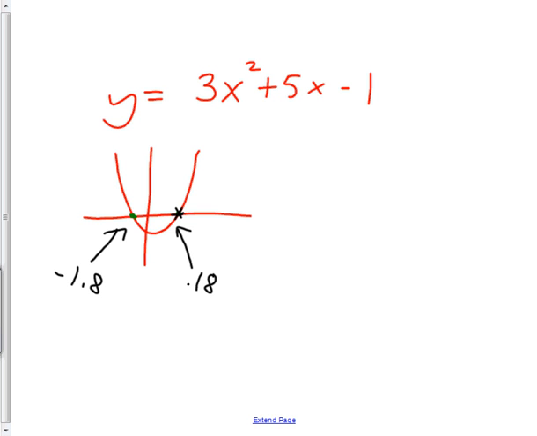0.18. Can anybody verify that? Okay, good. Now here's the other thing I need you to know how to do. Go back to your y equals screen and type in a second equation. Leave the first one there, and type in a second equation of y equals 2.